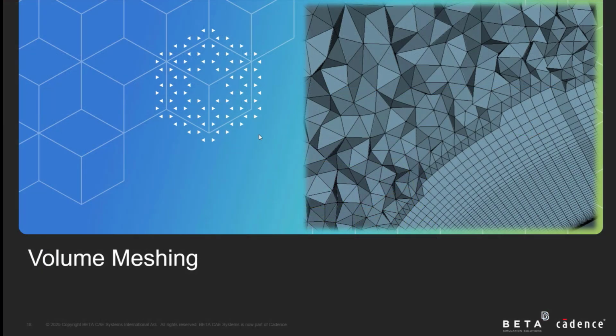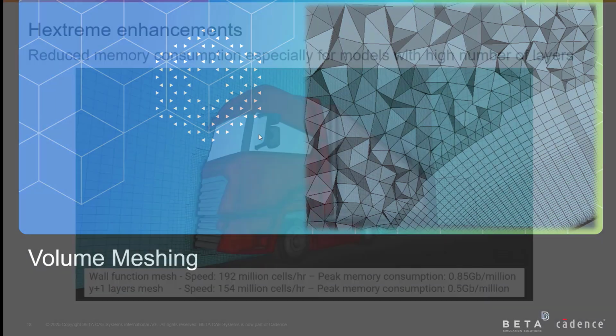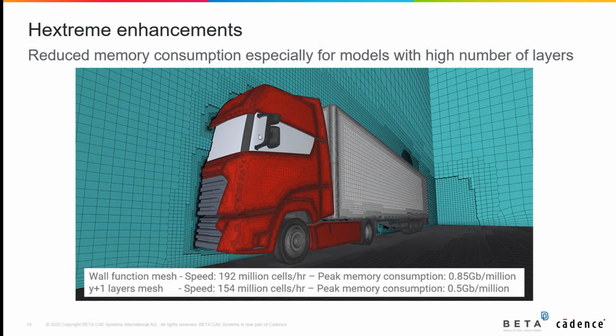Moving on to volume meshing, we have made improvements in our Hexstream volume-to-surface meshing algorithm to reduce the memory consumption, especially for models with a large number of layers. So now we can reach speeds of just below 200 million cells per hour, with a memory consumption of always below 1 GB, even as low as half a gigabyte per million for low Reynolds meshes.